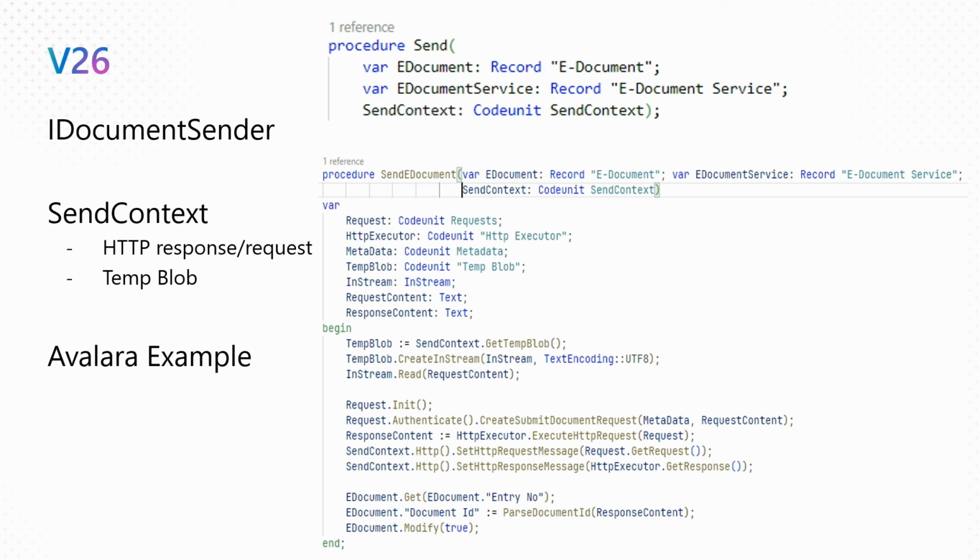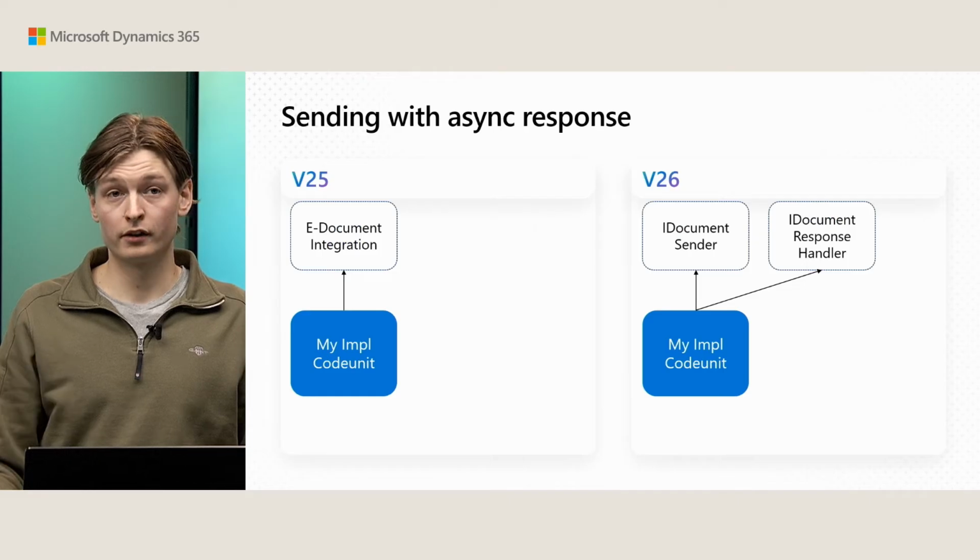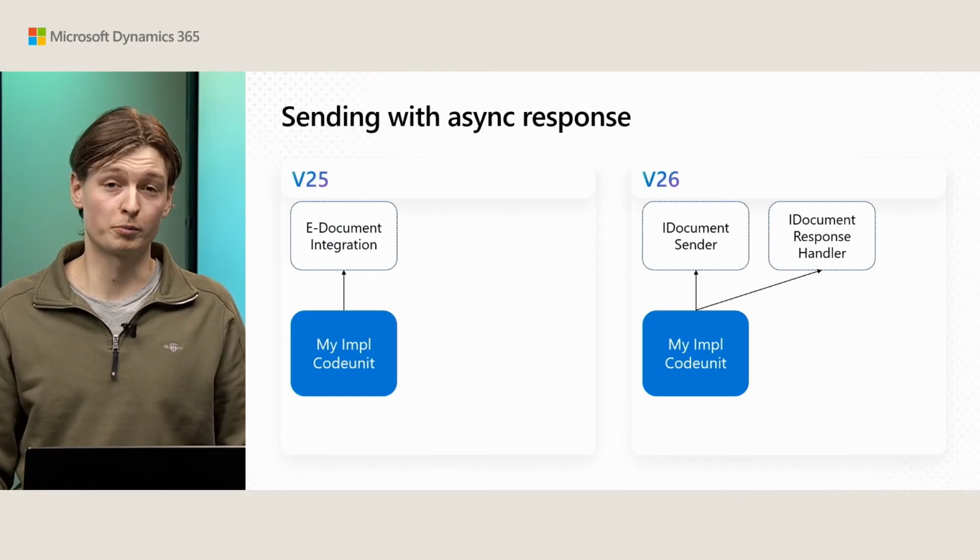And this one is just a wrapper for the HTTP response and request information, as well as any data that you want to send. And as we can see here in the example from Avalara I have with me today, we are reading out the template from the send context that is provided by the framework in my implementation. And then I'm sending it off to Avalara, getting back the response and storing that document ID that they assigned me.